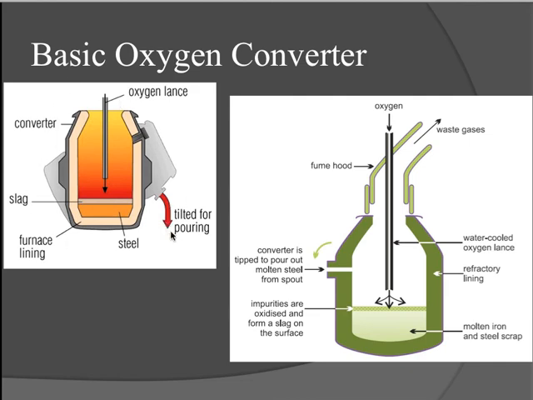Okay, and this is what a basic oxygen converter looks like. You've got the molten iron and steel scrap at the bottom. These impurities tend to form a slag at the top of the molten iron. You've got a water-cooled oxygen lance, and that's probably just to keep it from melting. This converter is where you're going to pour out the material, see, tilted for pouring. And you've got a fume hood with waste gases.